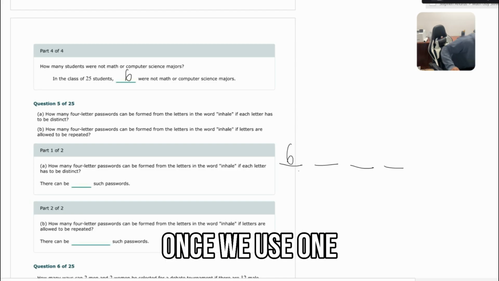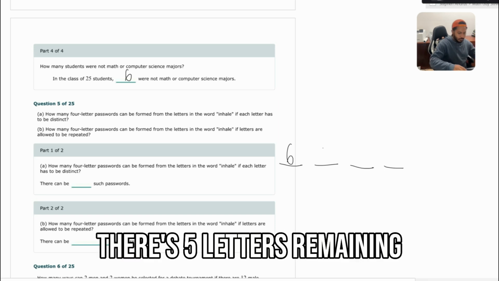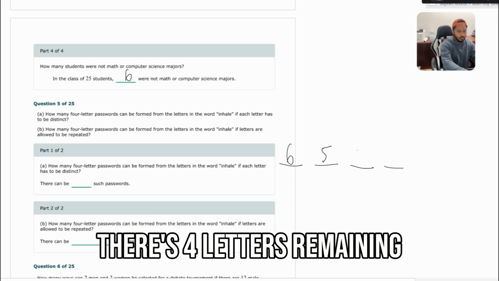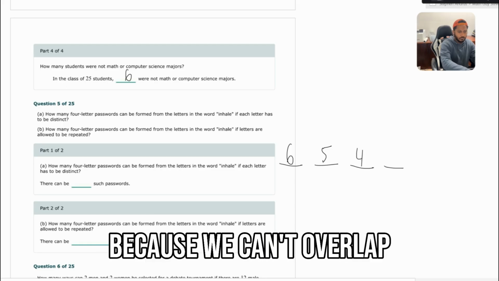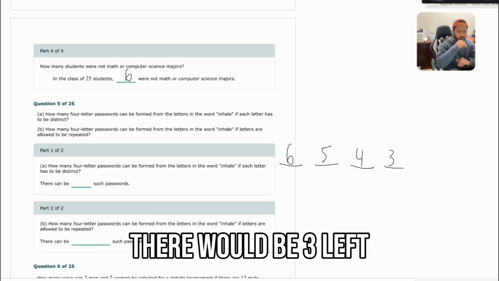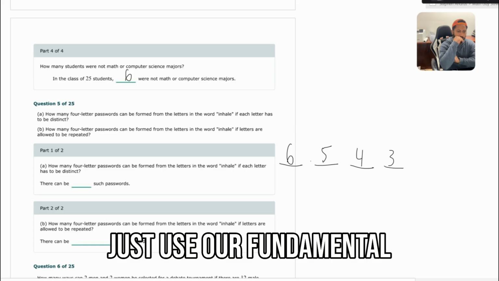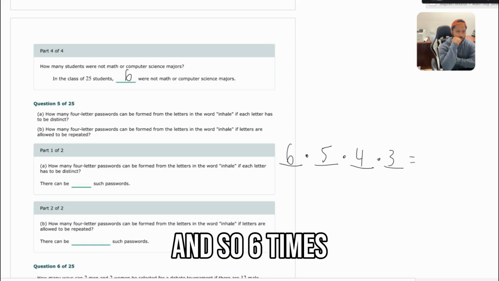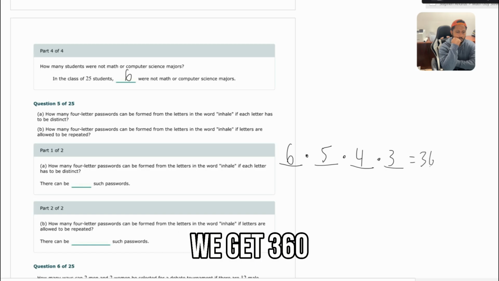Once we use one of the letters, there are 5 letters remaining available for the second slot. Then once we use those 2 letters, there are 4 letters remaining for the third slot, because we can't overlap. And same thing with the fourth slot, there would be 3 left. Then we use our fundamental counting principle, which is multiplication. So 6 times 5 times 4 times 3, we get 360.